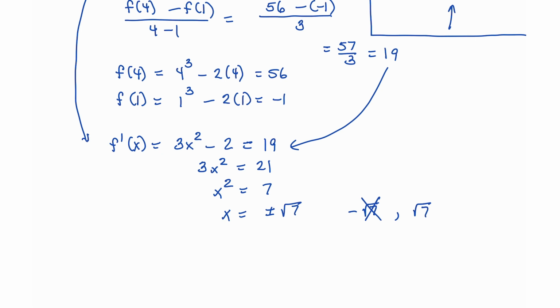So we're going to discount that, and the square root of 7 is between 2 and 3, so definitely between 1 and 4. So the square root of 7 is the value guaranteed by the mean value theorem.